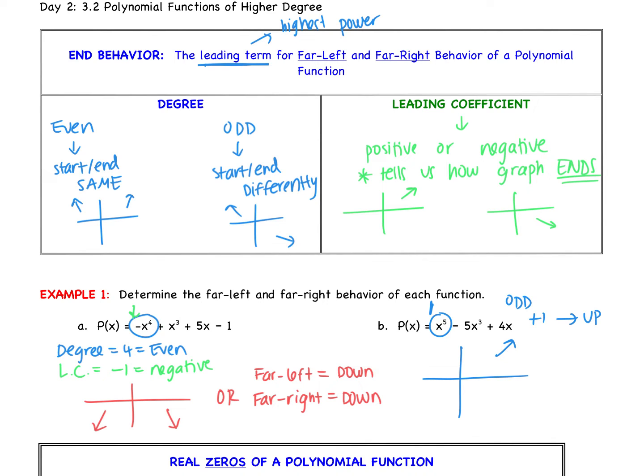If we end up, we started down. If I asked you to put this in words, it would say far left equals what? Down. Far left equals down, far right equals up. Please, I cannot stress enough, don't just look at the first term. Look at the term that has the highest power. Sometimes it's at the beginning of the equation, sometimes it's the middle or the end.